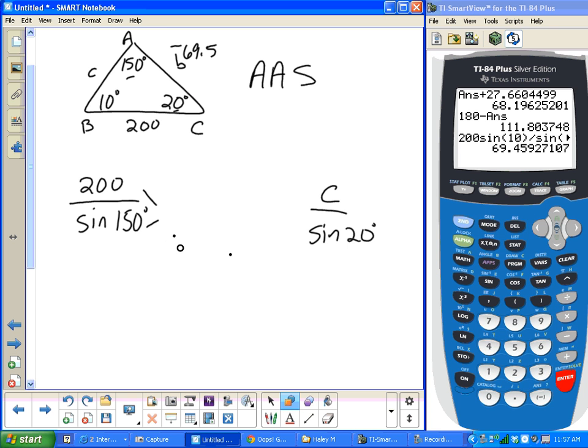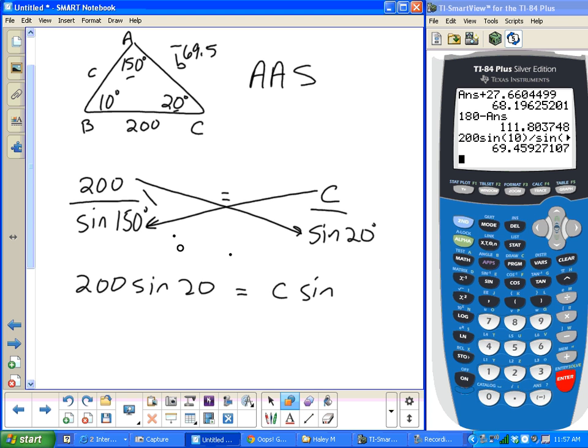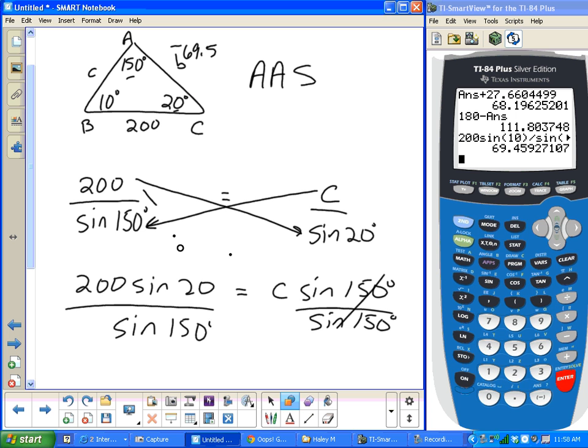Now, let's cross multiply here. So we get 200 times sine of 20 equals C times sine of 150. Now we're trying to solve for C. Notice we're not finding angles, so we're not doing any inverses here. Divide by sine of 150 on both sides to get rid of that. And now all I have to do is throw this part in my calculator.